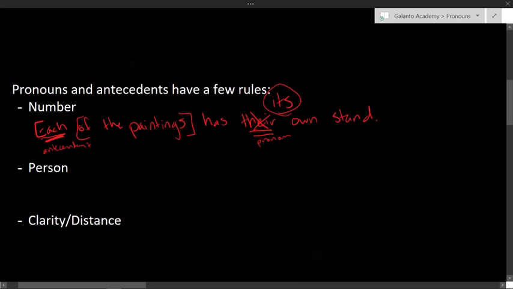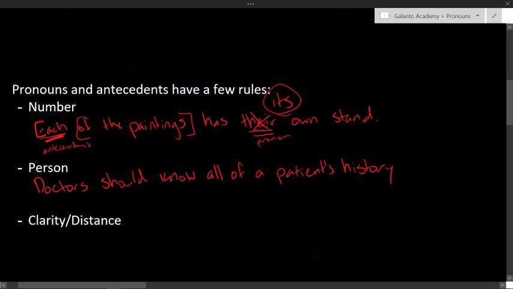Then it has to agree in person. So we can use an example sentence talking about how doctors should know all of a patient's history before you make a diagnosis. Whoops. Be patient with my writing skills here.